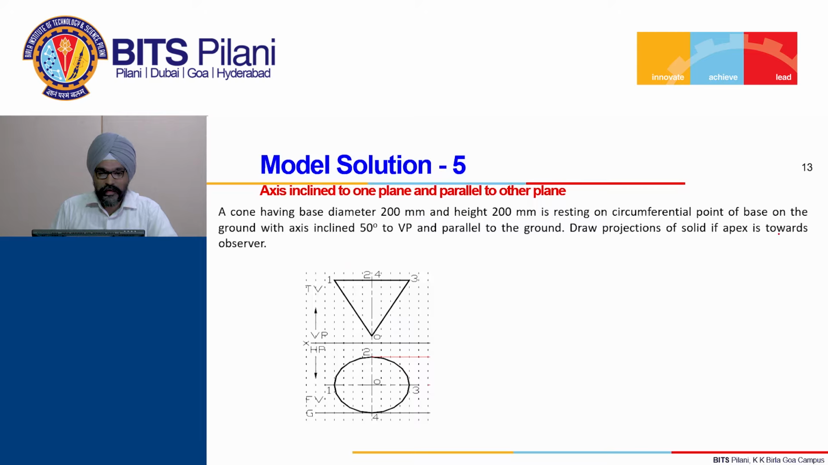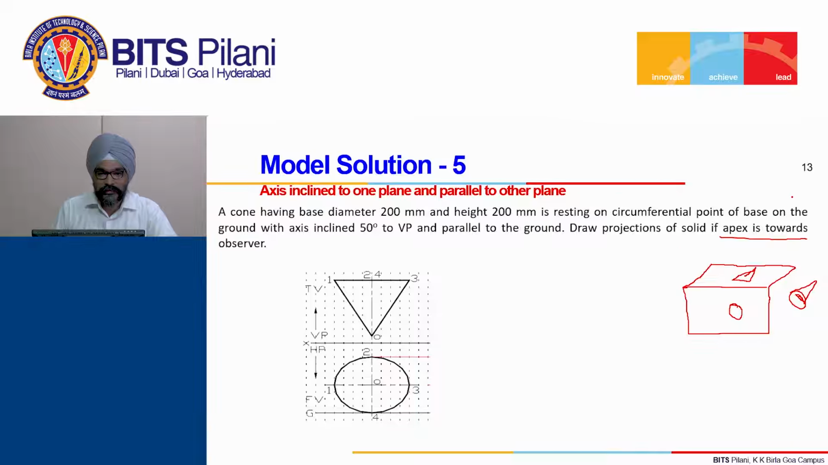Now the cone is having the apex towards the observer. When the apex is towards the observer, what is the condition? If this is the quadrant system, we are in the third quadrant, so the cone is here, and the cone apex is away from the observer. If the apex is away from the observer, then the top view will look like this and the front view will look like this.